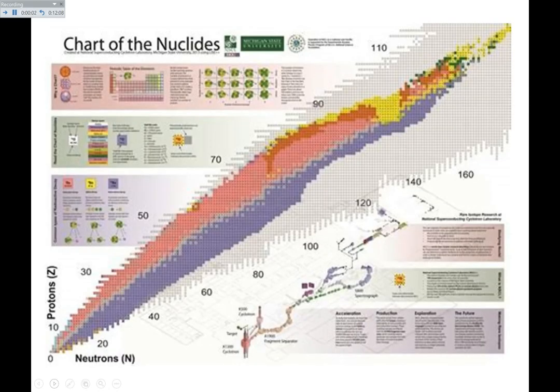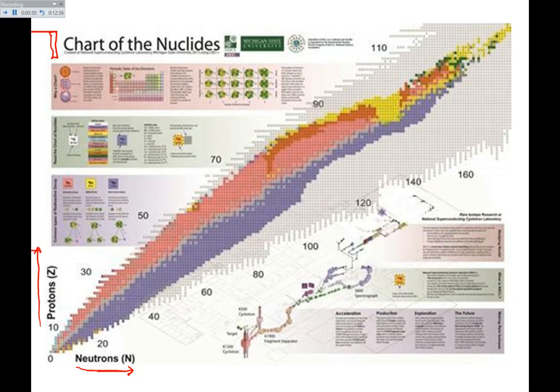Okay, here is the chart of the nuclides, as it says. The chart of the nuclides. And it's worth noting that on the x-axis, we've got neutrons, and on the y-axis, we've got protons. Did you notice how cleverly I corrected my initial error there? On the y-axis, we've got protons. On the x-axis, we've got neutrons.